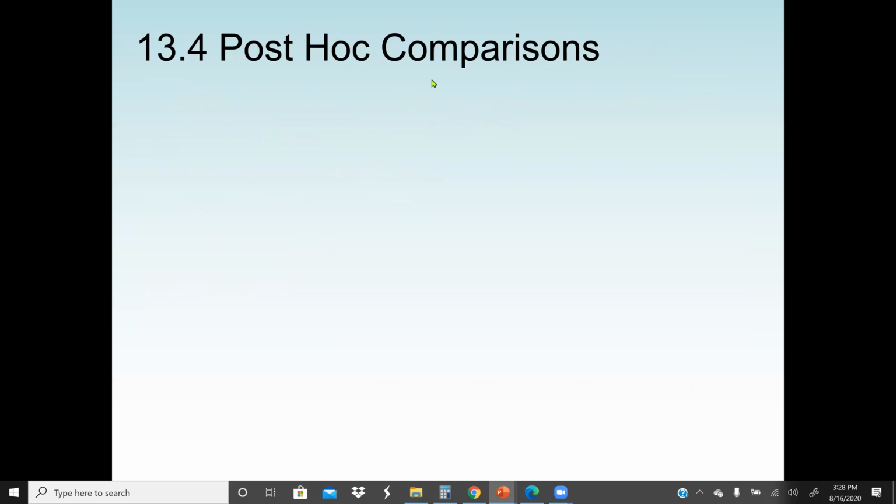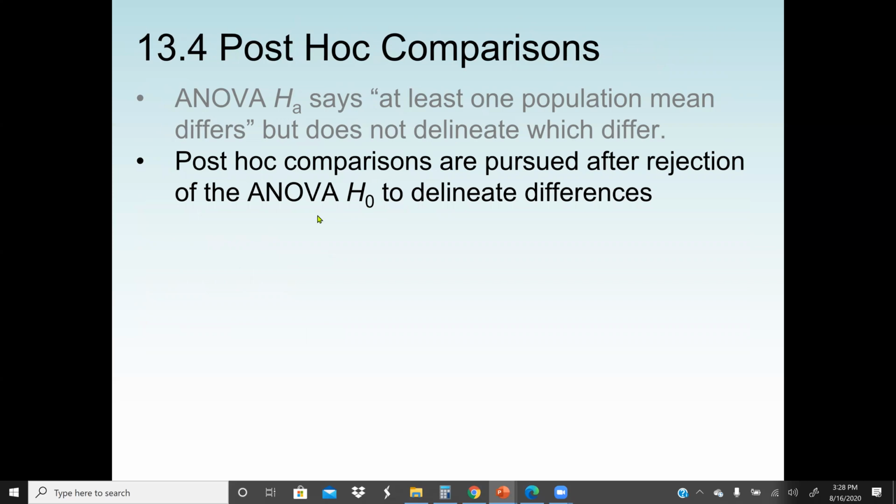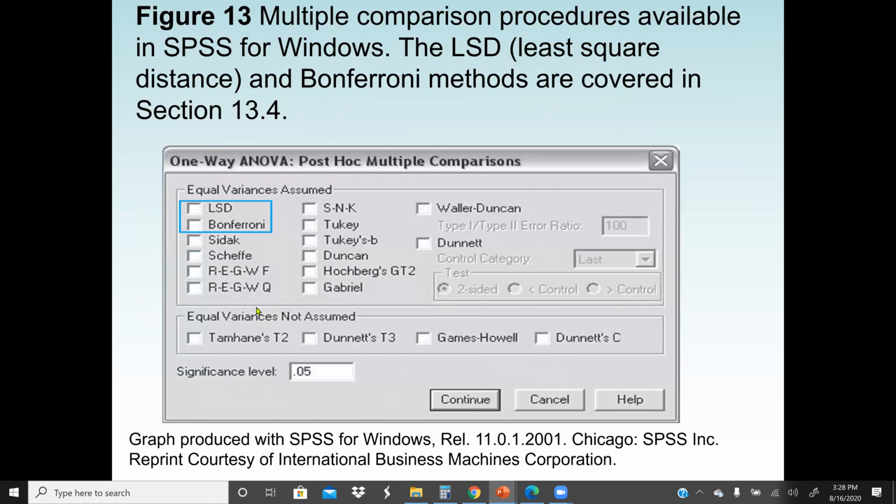So the next is the post hoc comparison. For the ANOVA, the HA says at least one population mean may differ, but does not delineate which differ. It doesn't say whether mu1, mu2, or mu3 differ. Post hoc comparisons are pursued after rejection of the ANOVA H0 to delineate the differences. For example, here we can use the multiple comparison procedure in SPSS for Windows. We use the least square difference, LSD, and the Bonferroni method will also be covered in this section.